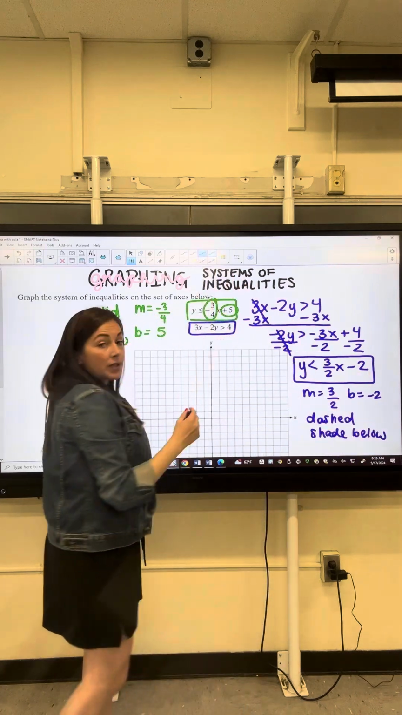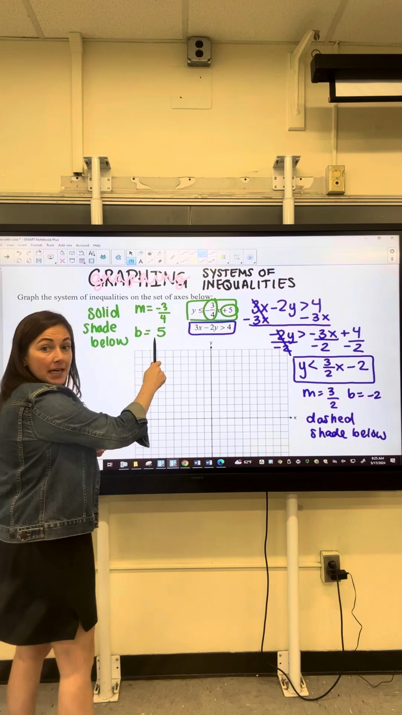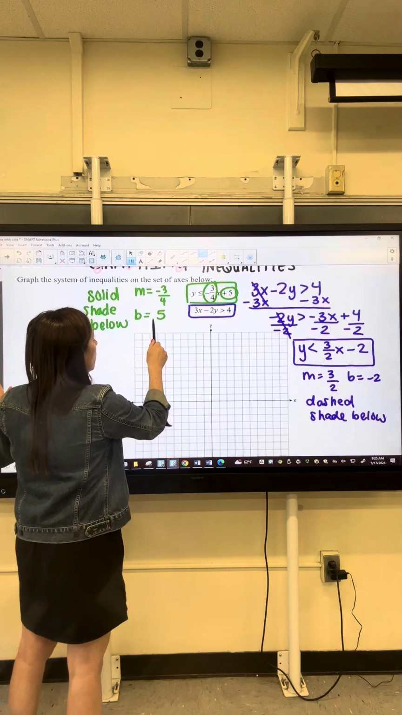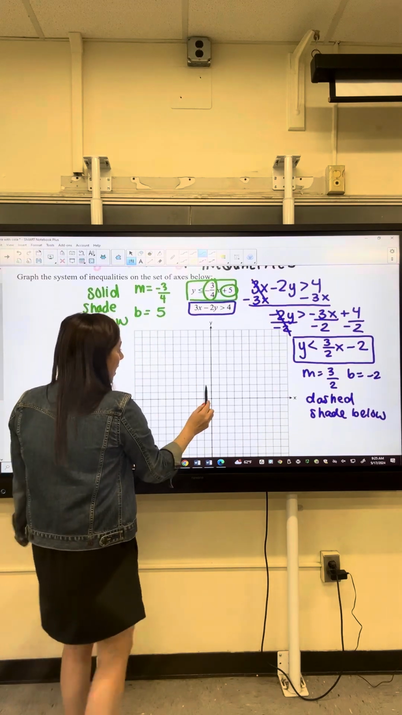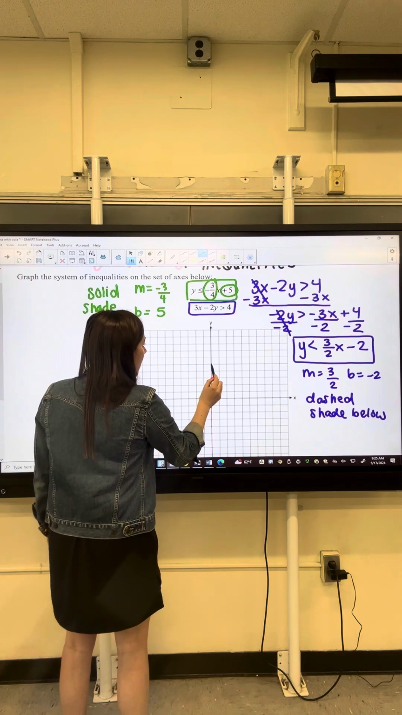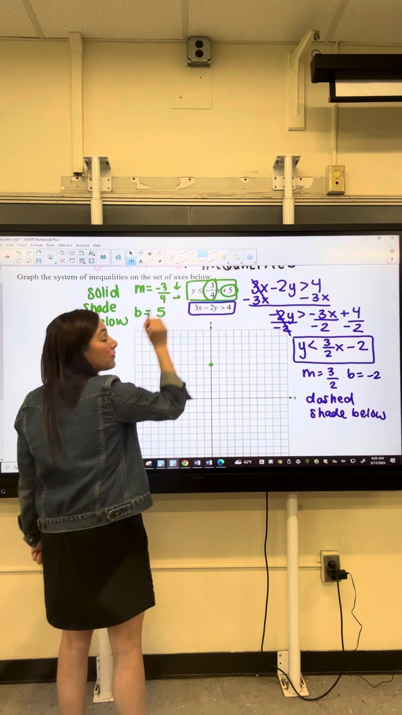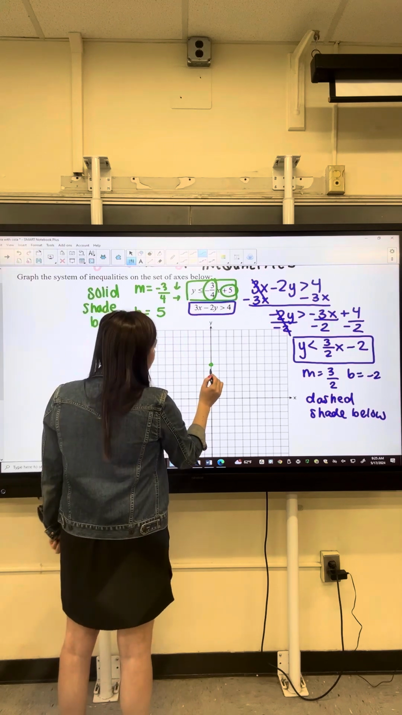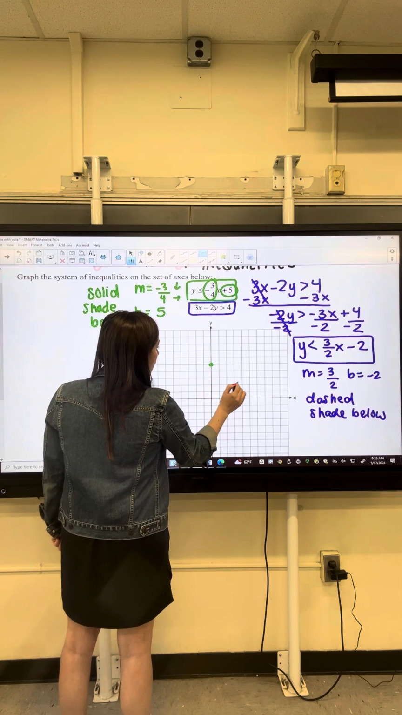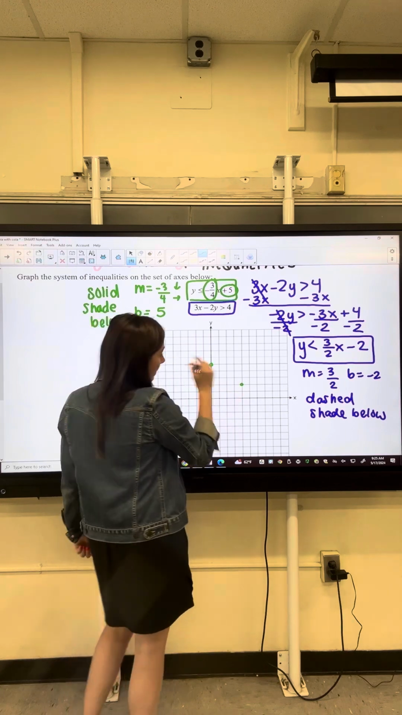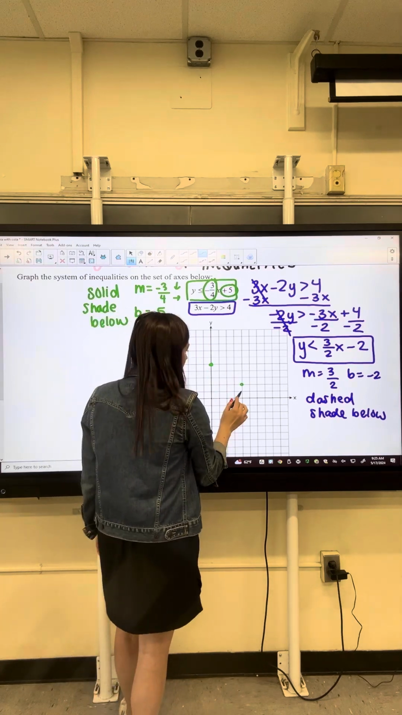I'm going to graph the green line first. B for begin. That's how you know where to begin with the line. So we're going to begin at 5. 1, 2, 3, 4, 5. But now if it's a negative slope, we're going to go down and then right. So we're going to go down 3, right 4. And you want to keep doing that until it doesn't fit on the graph anymore.